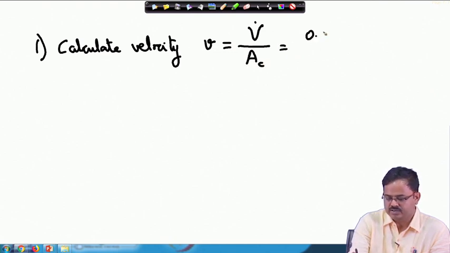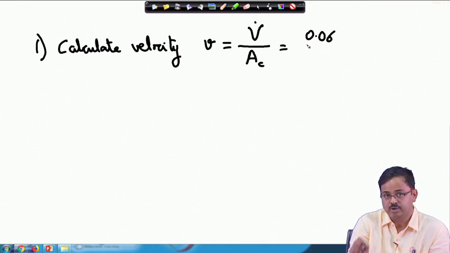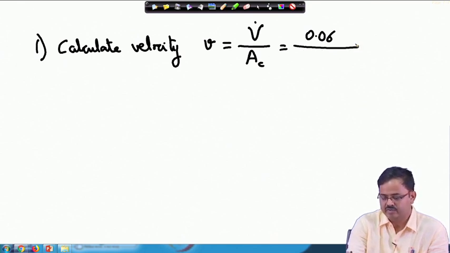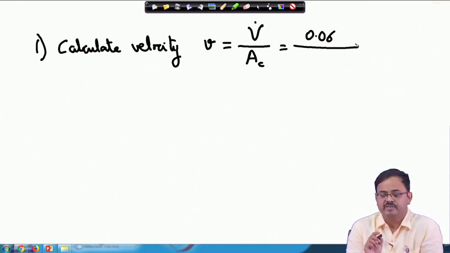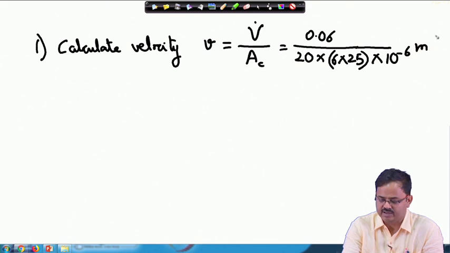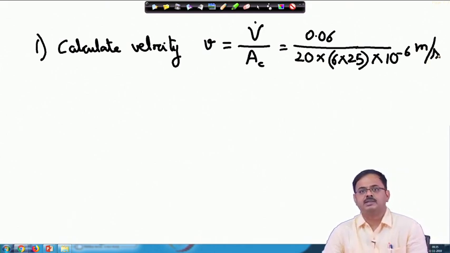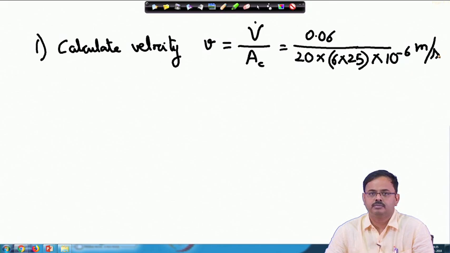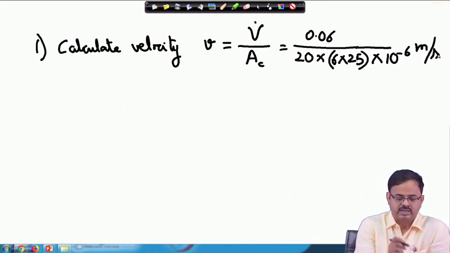divided by the area of the cross section, which is going to be 0.06 meter cube per second, remember. So, we have to convert the area of each cross section into meter squared. 20 is the number of channels, 6 into 25, but these are all in millimeters, so times 10 to the power minus 6, and you will get that number as meters per second. So, the first step is calculate velocity.